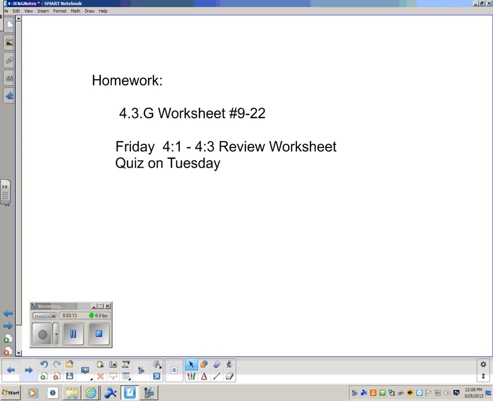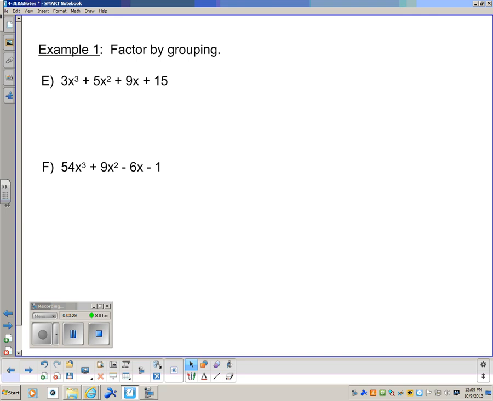Working on the 4-3G worksheet, it's going to be numbers 9 through 22. And then we've got a review worksheet going on soon, and then a quiz going on soon, so beware of that. Not yet, though. That on the screen doesn't match entirely true. All right, so now you can factor by grouping, so go ahead and work on those.